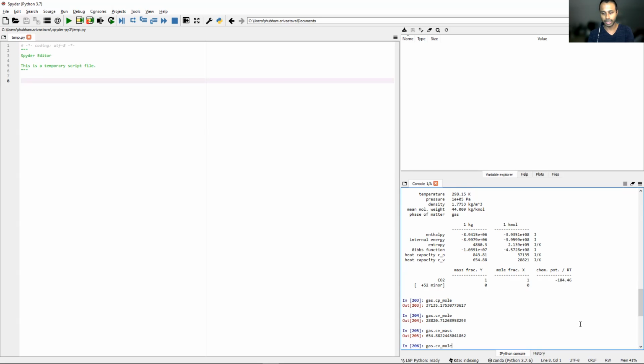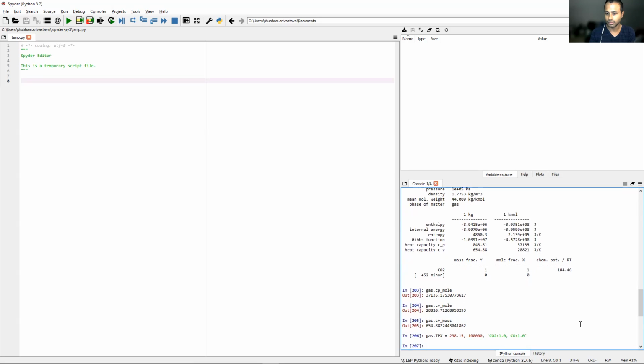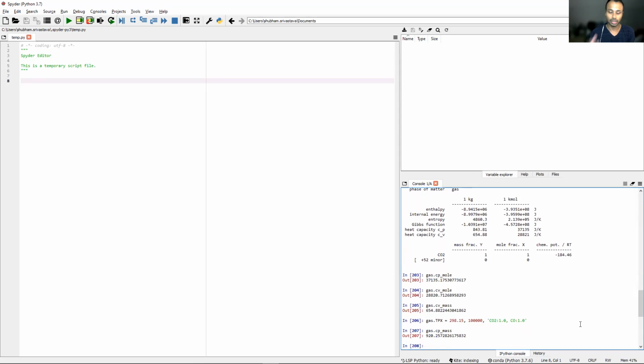So if I go ahead and change the mixture to say 50% carbon dioxide and say 50% carbon monoxide. Right? Now, again, I can just write cp_mass. And so this is the Cp of this mixture, 50-50 carbon dioxide and carbon monoxide mixture.